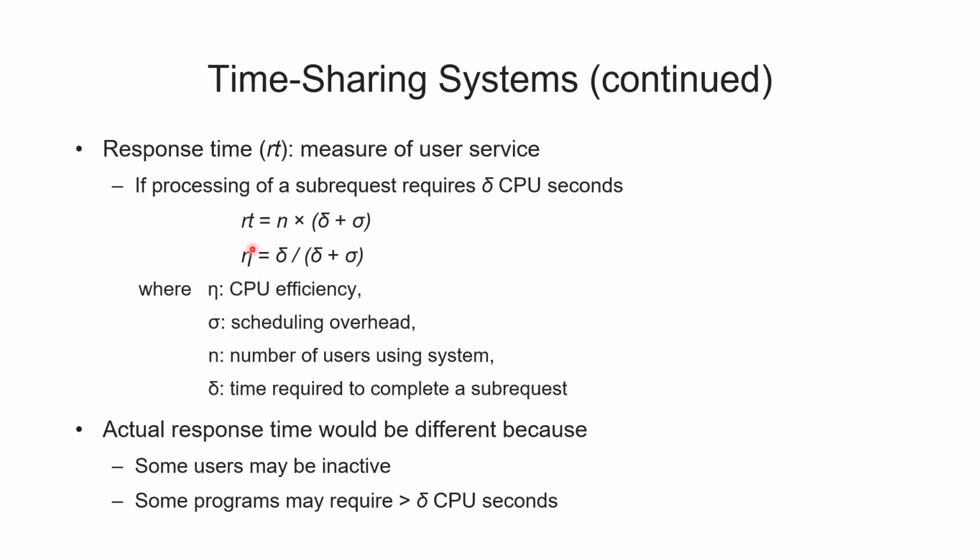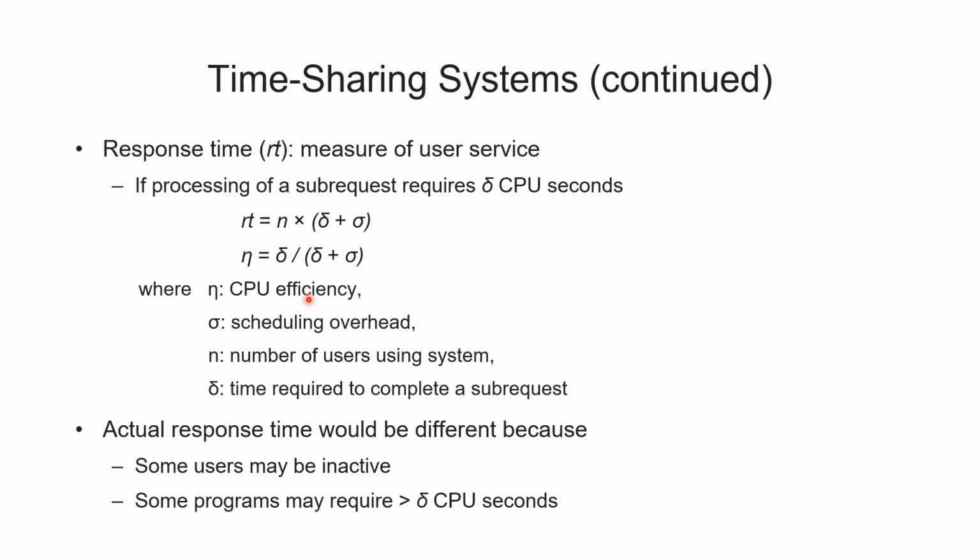Similarly, I can calculate the efficiency. Efficiency eta is equal to delta divided by delta plus sigma. That is the time required to complete the CPU operation divided by the sum of CPU time plus overhead. This is the efficiency: how much time is spent completing the CPU work with respect to the overall time taken to complete that particular operation.